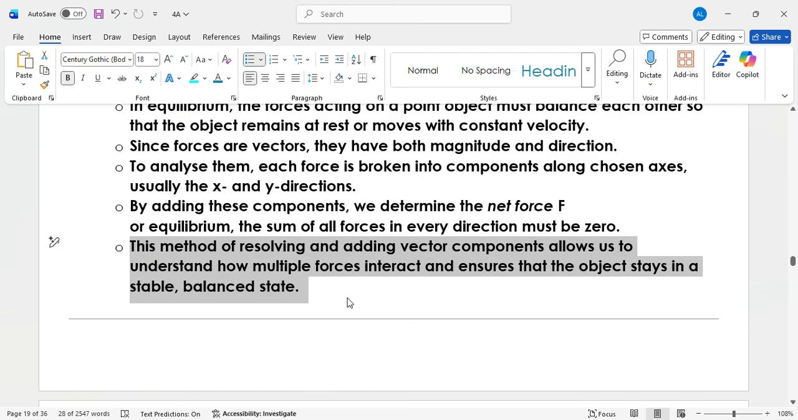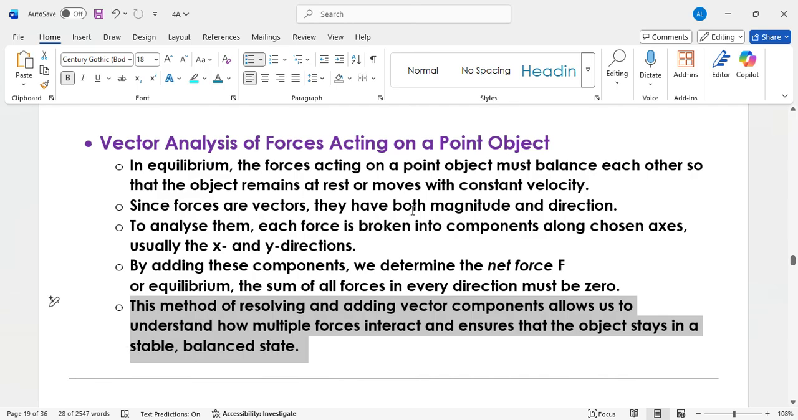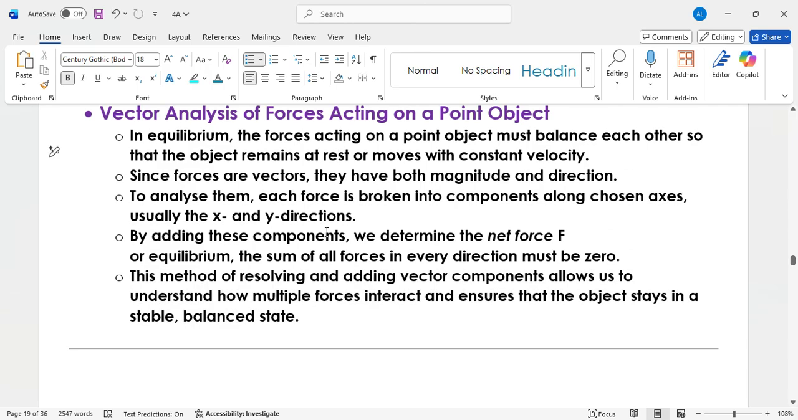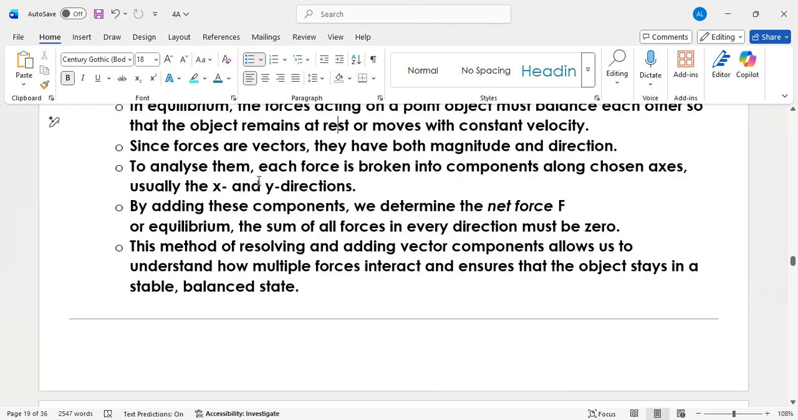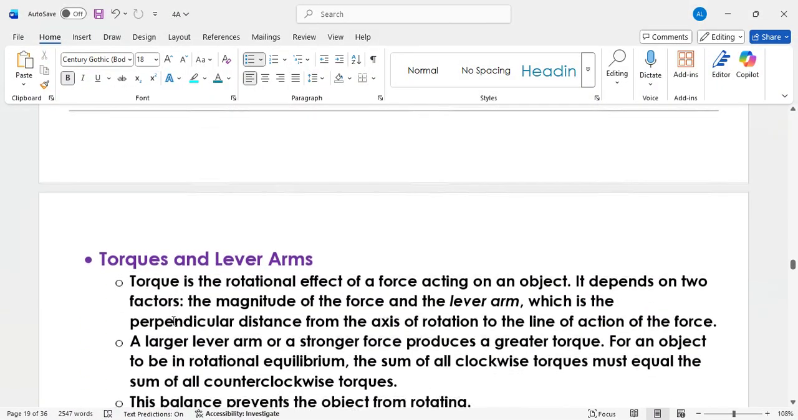All right. So resolving and adding vector components helps us understand how multiple forces interact and ensures the object stays in a stable and balanced state. So just like all living systems, as you can see, equilibrium is given very important with vectors, right? Or at least understanding of equilibrium.